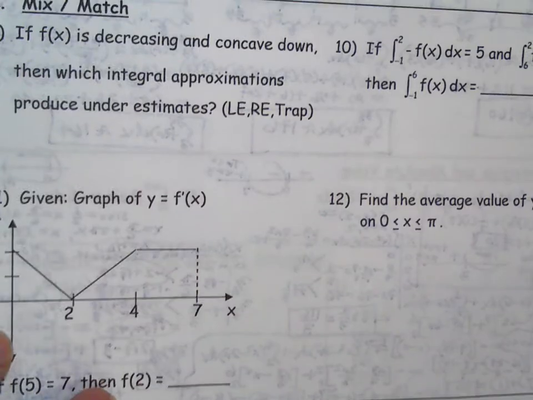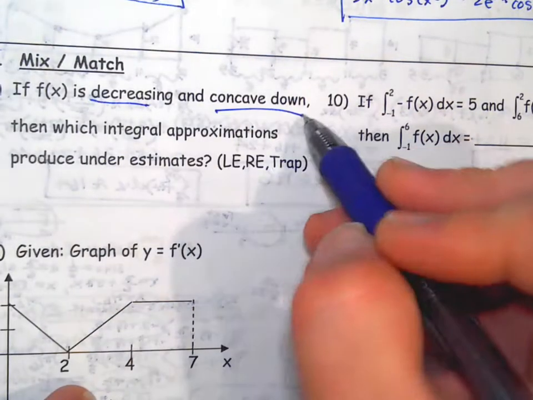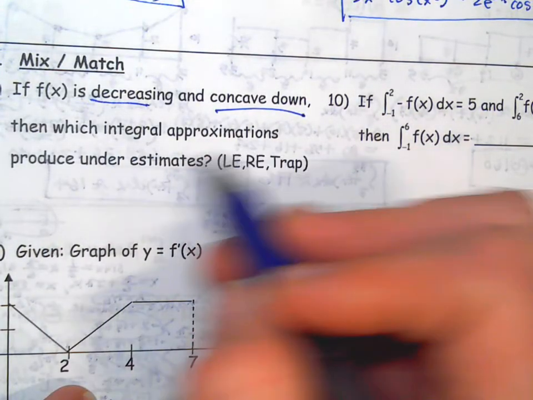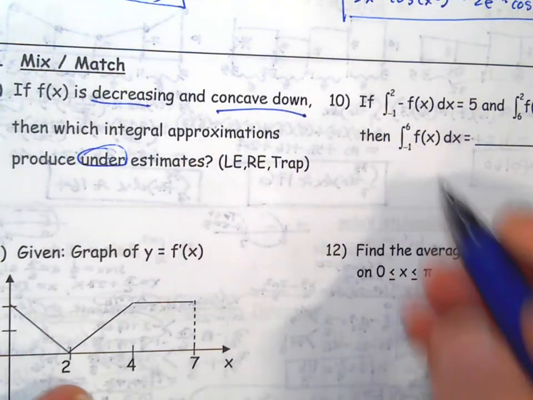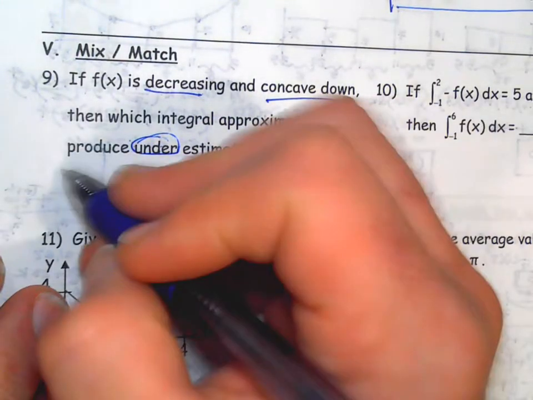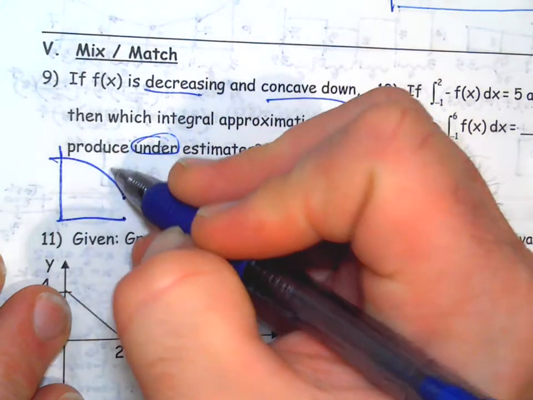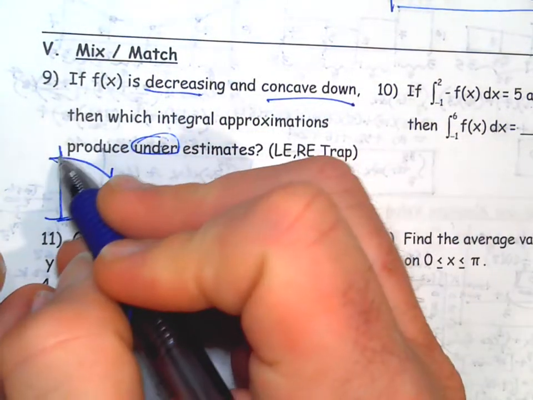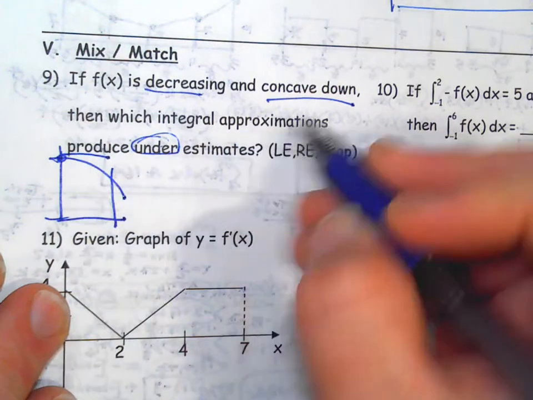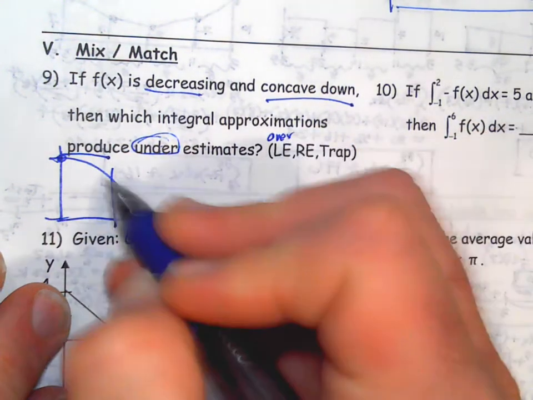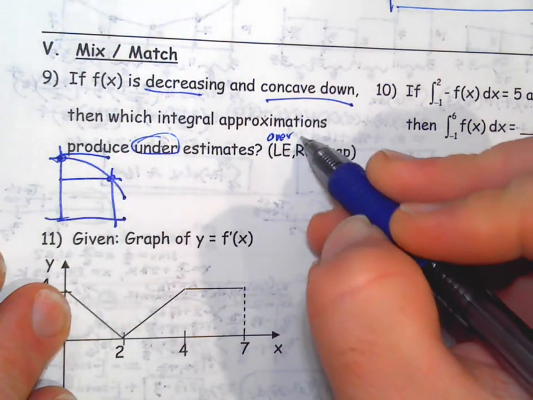This one says if f is decreasing and concave down, then which integral approximations produce underestimates? Well, I would just draw a sketch, decreasing and concave down. Okay, just draw one slice. Left end is going to be over. Right end is going to be under.